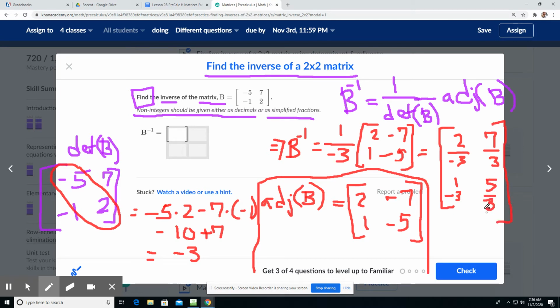So remember, what's the point of finding the inverse? If you multiply it by the original matrix, it will give us the identity matrix. So it's how we would undo this matrix right here.